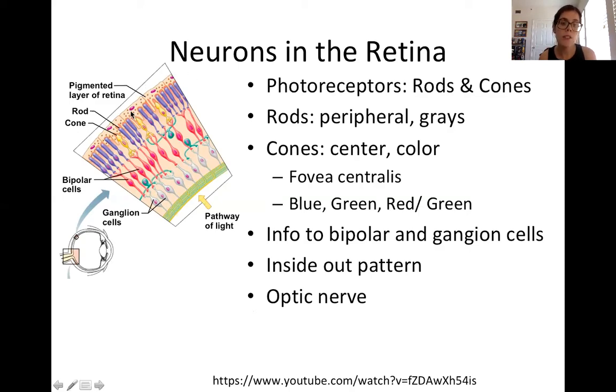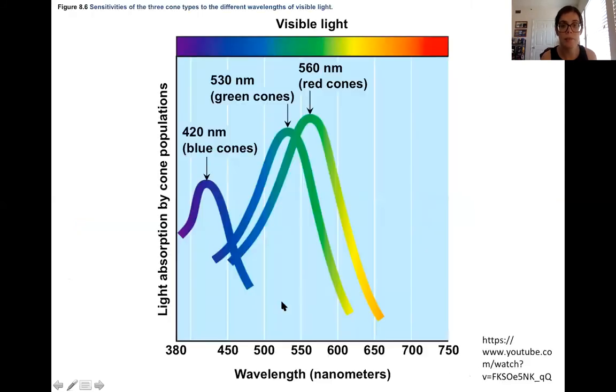Our cones, C for color, C for center. The cones are in the center. Again, they're on that fovea centralis. They help us see color. And we have three types. We've got blues, greens, and reds. And they're going to send the signal. So if they respond to light and those neurons fire, they're going to send that signal to the next layer of cells, the bipolar cells. And the bipolar cells will then send their information to the ganglion cells, and the ganglion cells will send their axons out to become the optic nerve. So it's an inside-out pattern.